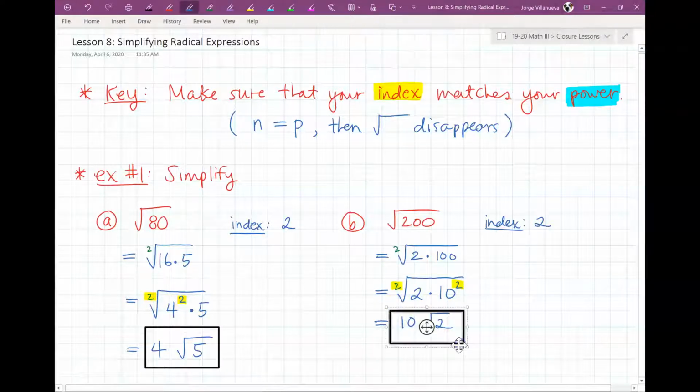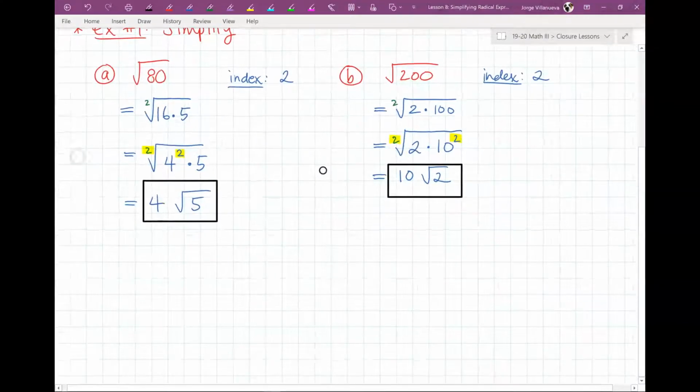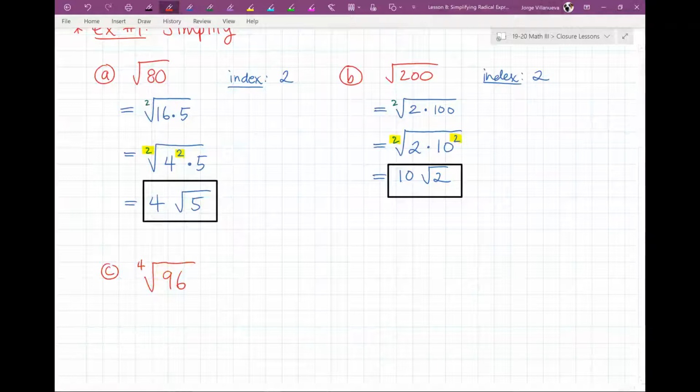Okay, now let's get to a problem, like I said, that might be a little bit more difficult. Not a whole bunch, but just a little bit more, okay? So moving on to part C. The 4th root of 96. So now we have to start thinking, okay, what is the 4th root of 96? Now, I have to find some number that multiplies times something else, but one of them, I can write as a 4th power.